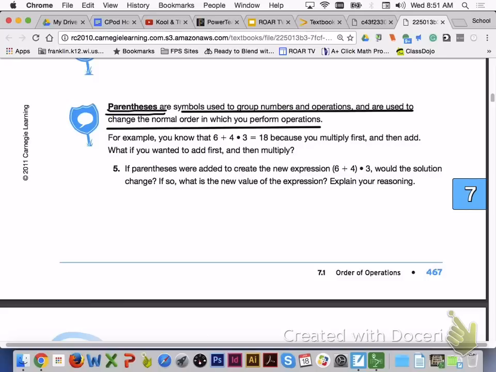Parentheses are symbols used to group numbers and operations and are used to change the normal order in which you perform operations. For example, you know that 6 plus 4 times 3 is equal to 18 because you multiply first and then add. But what if you wanted to add first and then multiply? Please answer number 5 with your group members.